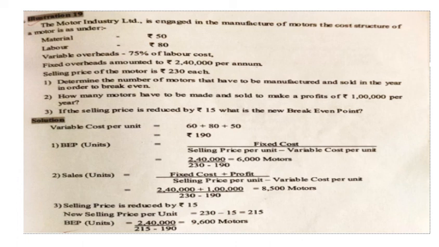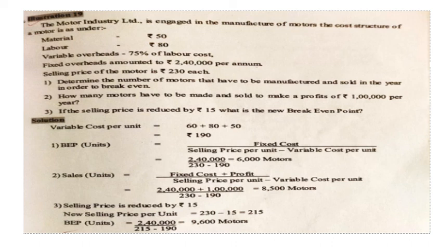The next question is, if the selling price is reduced by 15, what is the new break-even point? What is your selling price? The selling price is 230. So 230 minus 15, if it is reduced, you will be getting 215. Now they have asked us the break-even point. To calculate the break-even point, the formula is fixed cost divided by selling price per unit minus variable cost.